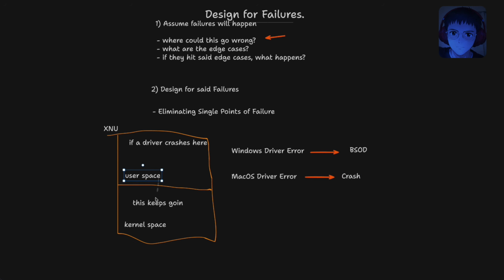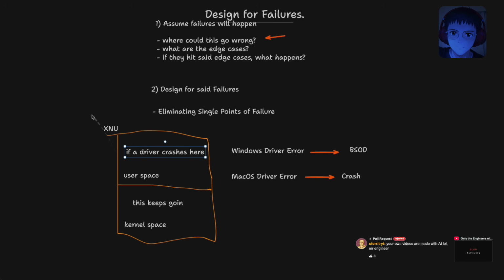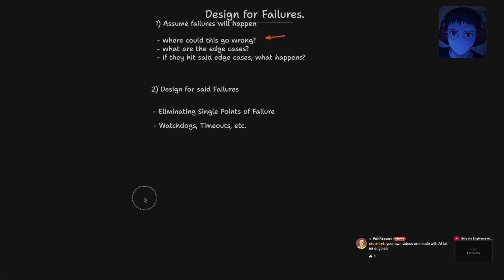Obviously, there's a lot of negatives to the way that macOS does their operating system. But this is just an example of ensuring that anything that could happen is going to be isolated from the rest of the system. And so that's a big part. Watchdogs and timeouts are a big part of this too. If we assume failure is going to happen, we want to make sure that it's going to have a barrier where it's like, okay, we need to stop checking this.